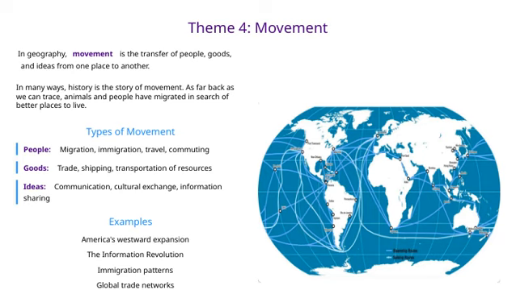To put this into perspective, think about examples like America's westward expansion, which was driven by movement of people and resources, or the information revolution, which transformed how we share ideas and communicate globally. Immigration patterns have also significantly shaped societies, and global trade networks connect markets across continents. Now I want to hear from you. Can you name 3 ways you've experienced movement today? Whether it's commuting to work, sending a message, or buying something online, movement is everywhere and influences our daily lives.